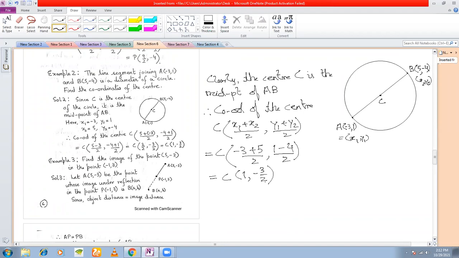Any question here? Any problem from application of this midpoint formula? No, sir. It seems I've got time for another one. We'll do another one.